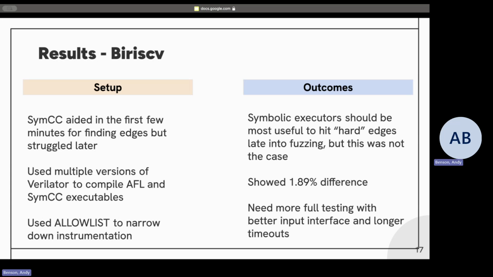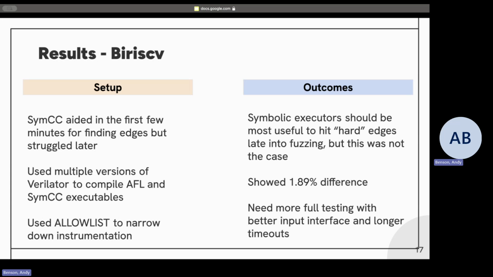To test ByRisk, we also ran two separate trials, one with just the AFL master and AFL++ secondary runs, and another with AFL master and AFL++ secondary and the SimCC concolic executor. The SimCC concolic executor found edges initially, but as the fuzzers explored deeper and deeper into the core, SimCC struggled to produce new, unique inputs. This is unsurprising given the limitations of the engine, especially with the 10-second execution limit for the SMT.